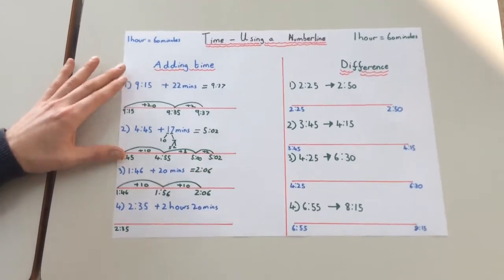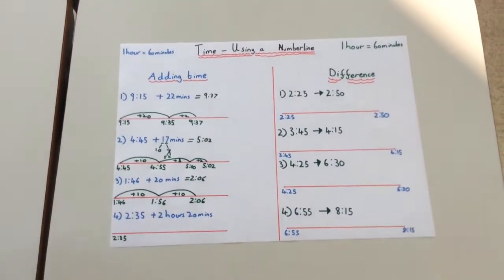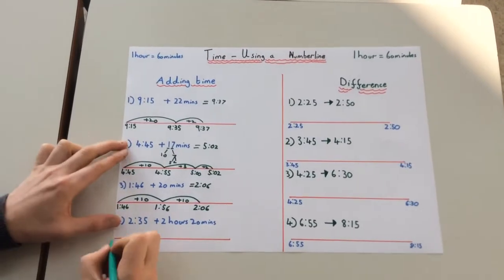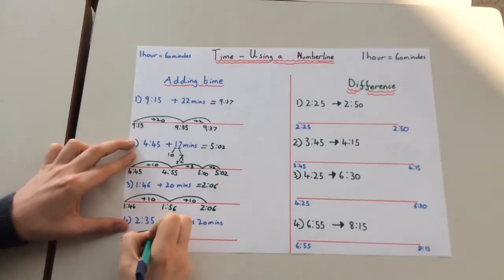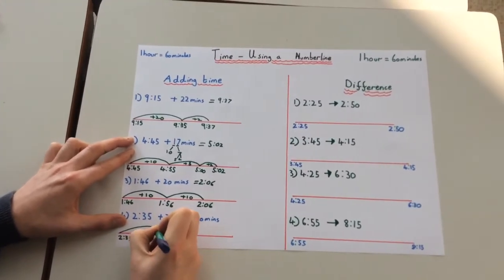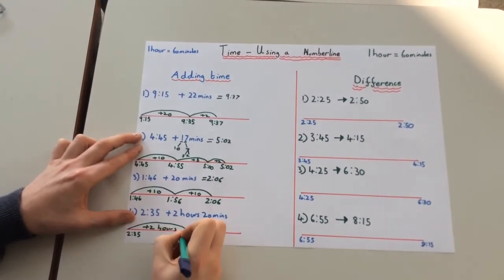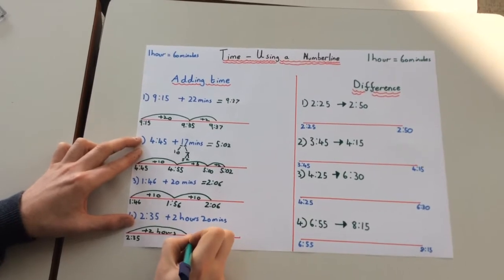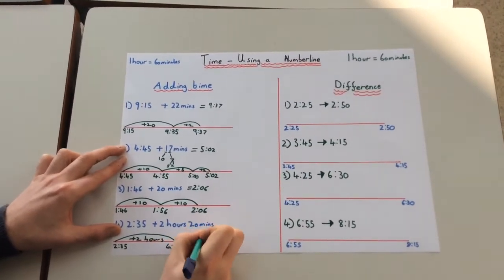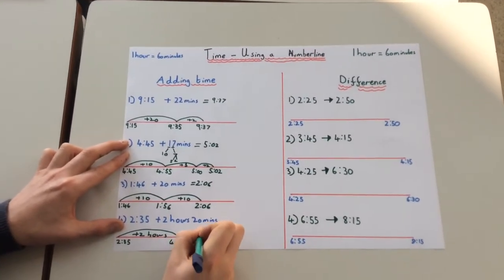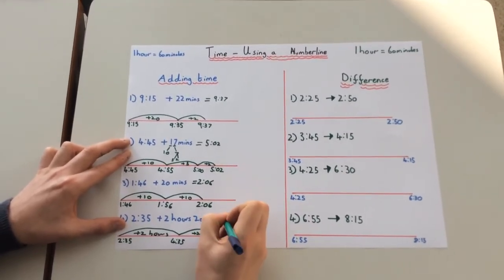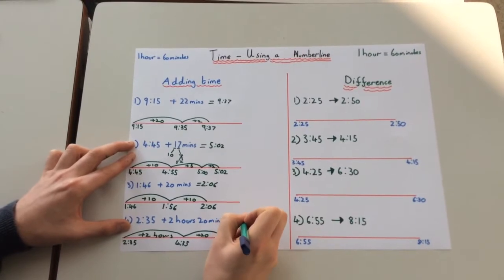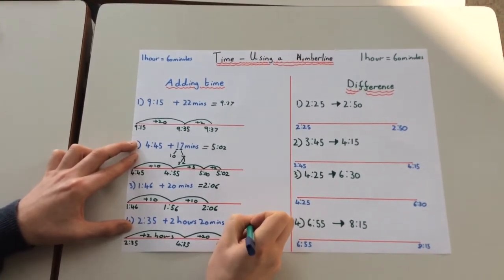The final one says 2:35 plus 2 hours and 20 minutes. So let's add the 2 hours first. So that now is 4:35. And now I add the 20 minutes, so it's 4:55. So the answer is 4:55.